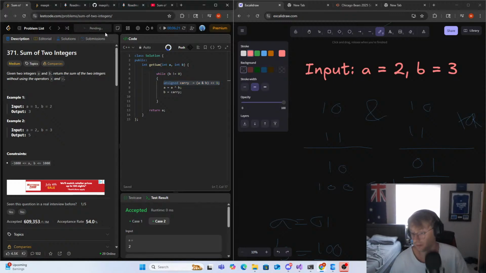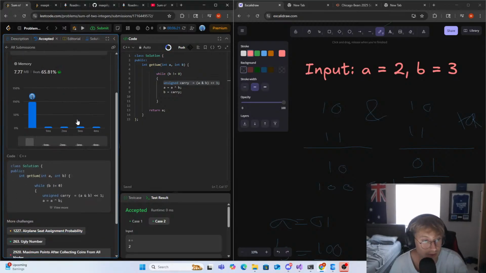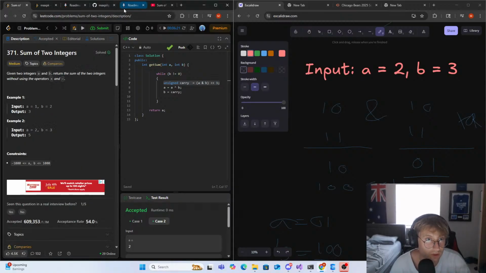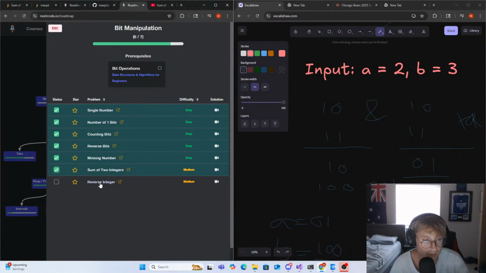I'm happy about that problem. That was a good problem. I'd recommend other people do that. That really helped me understand how to move that. So I think tomorrow we'll look at reversing an integer. We did look at reversing bits, so I guess we can think about it in a similar way. So this is helping me with my understanding of truth tables and all that.